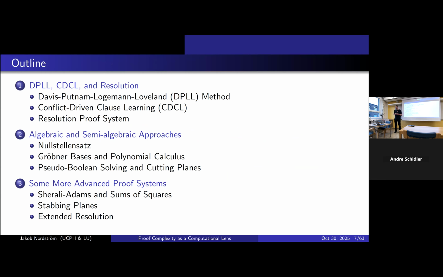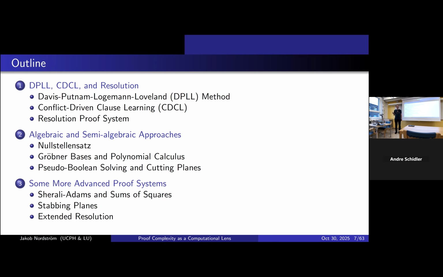And then I'm going to spend some time on algebraic proof systems, such as Nullstellensatz and polynomial calculus, which is connected to Gröbner basis computations, just to mention the buzzword. And then there's also the cutting planes proof system, which is connected to pseudo-Boolean solving.